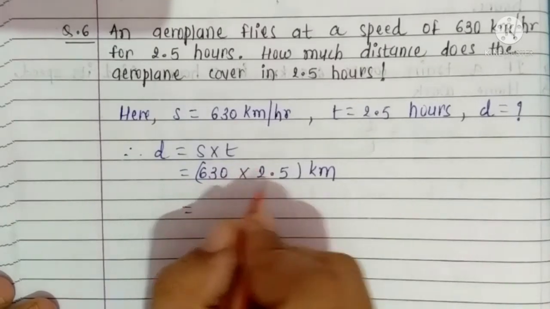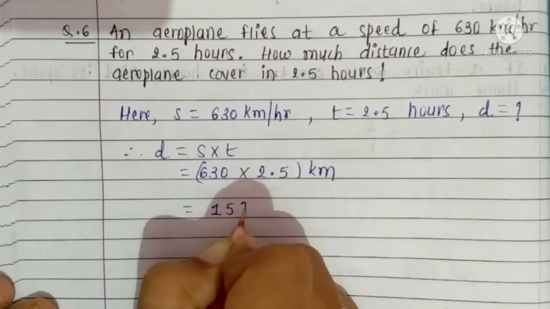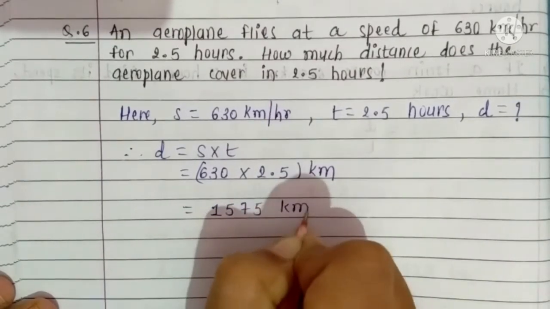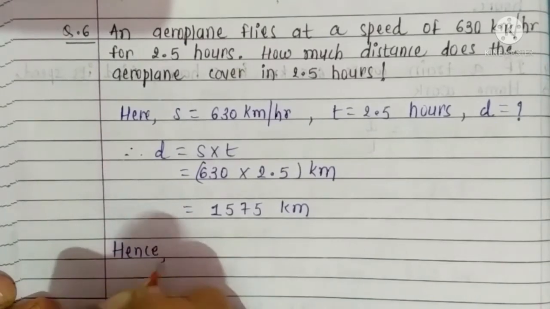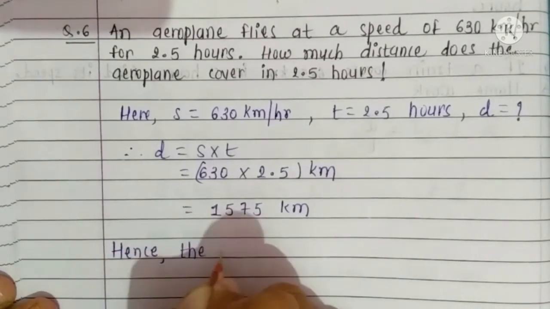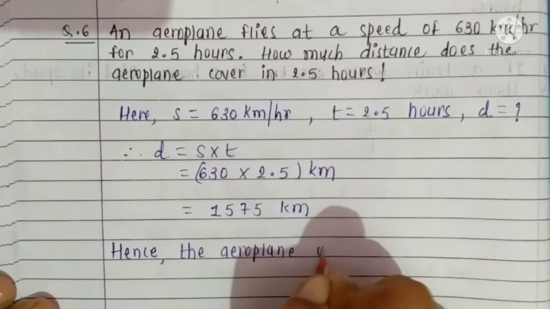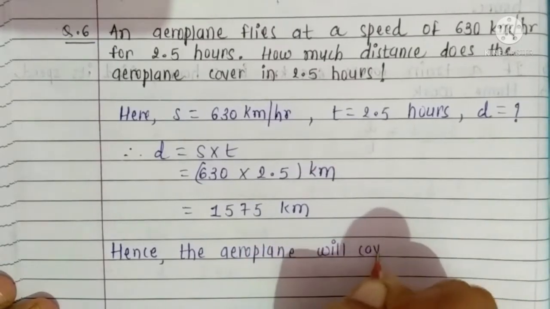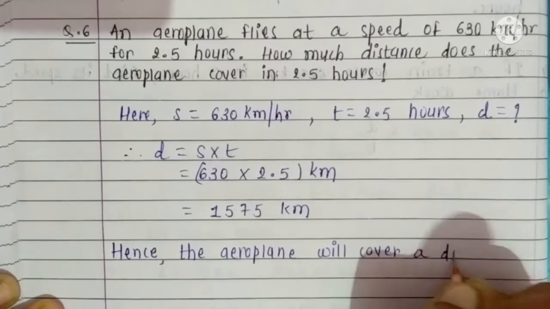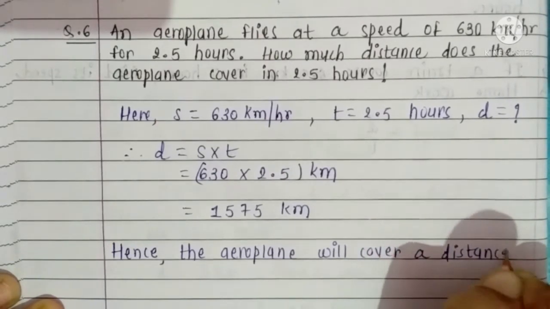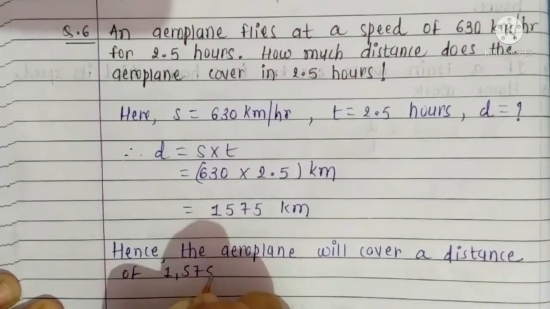Product of 630 and 2.5 is 1575 kilometer. Hence, the aeroplane will cover a distance of 1575 kilometer.